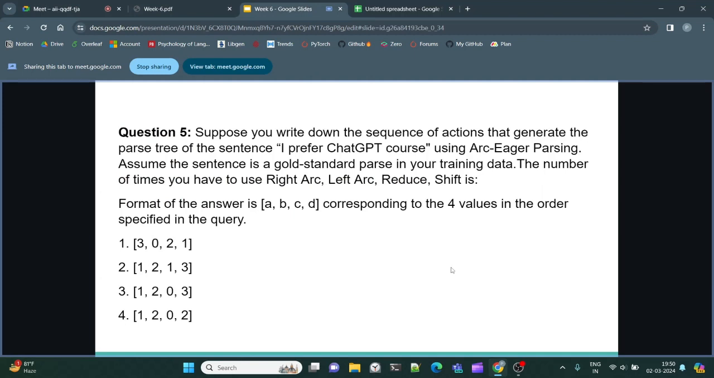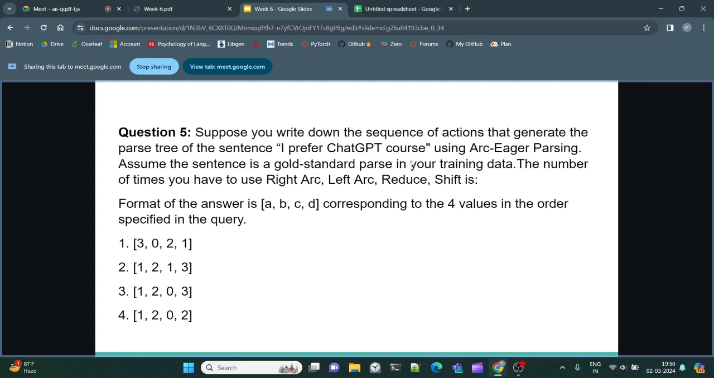Let's discuss the fifth question. In the fifth question, we are given the sentence, I prefer ChatGPT posts. We have to do the transition-based parsing. Using the transition-based parsing, I have to say how many times I have taken a right arc transition, left arc transition, reduce and shift. So these are the numbers corresponding to each of the transitions.